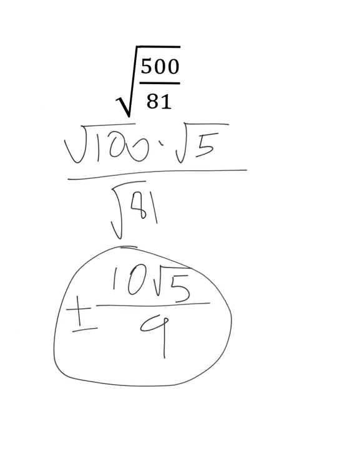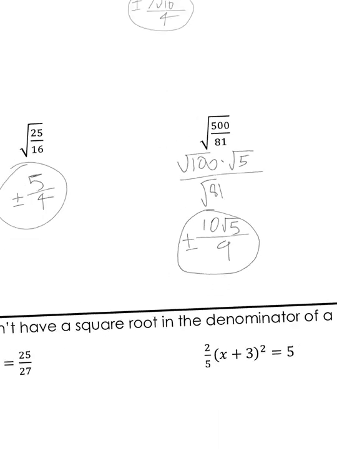Square root of 500 over 81. Well, I wrote the square root of 500 could be written as the square root of 100 times the square root of 5, and the square root of 100 is 10, so I had 10 times the square root of 5, and the square root of 81 is 9, so over 9, and then I wrote the plus or minus.